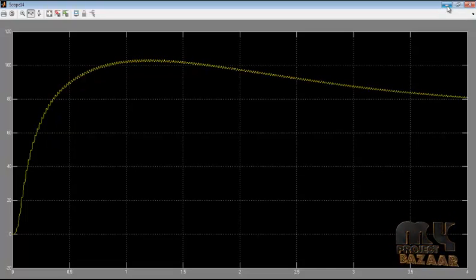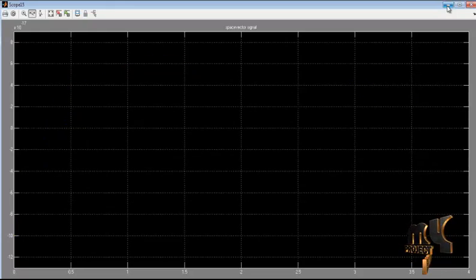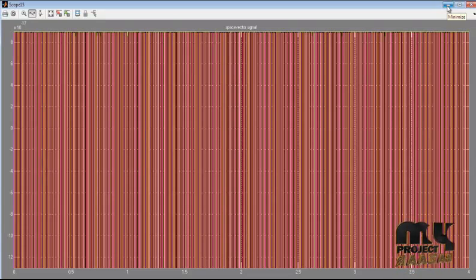load side, and next one is the corresponding output voltage obtained across the resistor, and next one is the corresponding space vector signals.